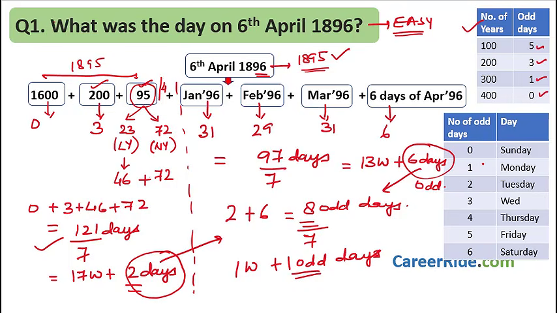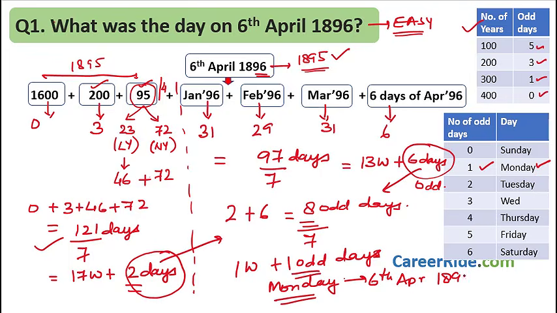Let's see the table too. So here, 1 corresponds to Monday. So this day should be Monday. You can check on the internet or in your calendar or wherever you want. 6th of April 1896 was a Monday.